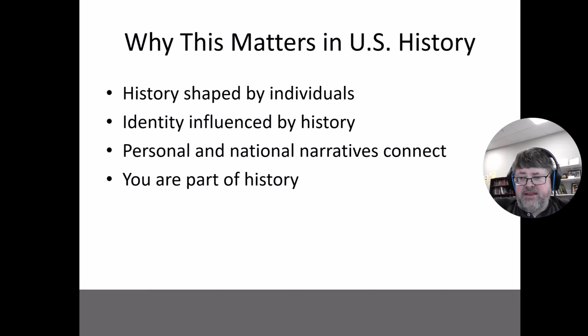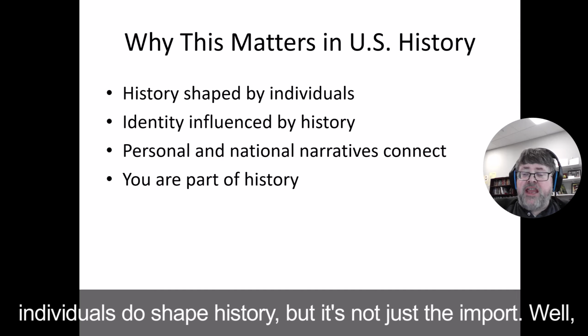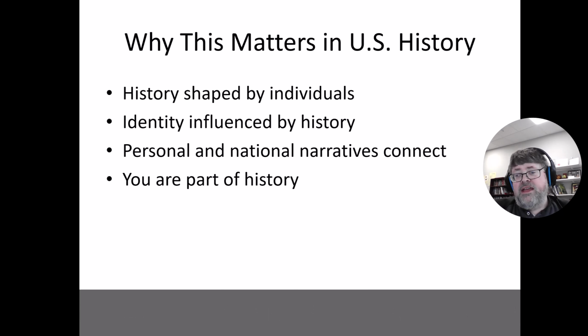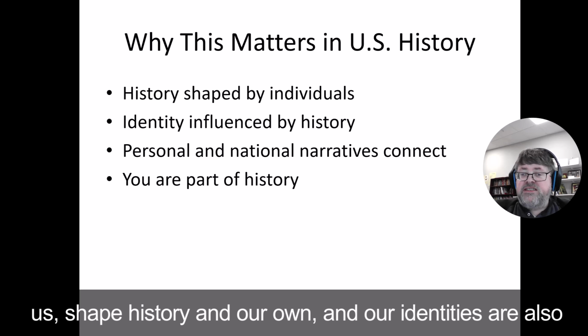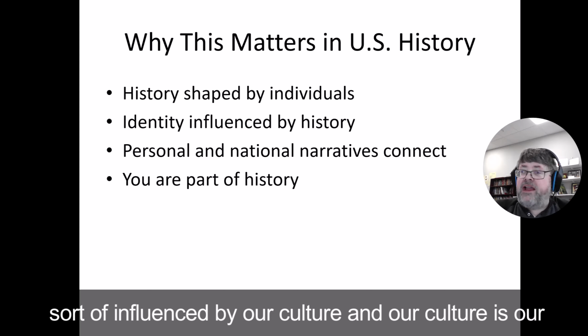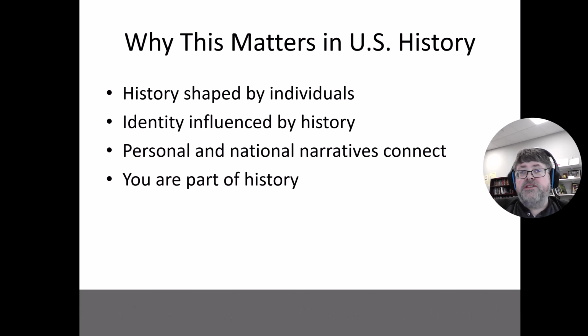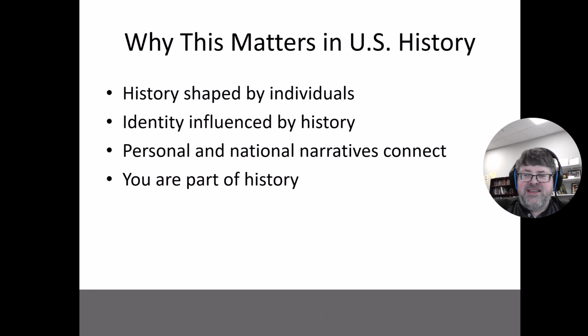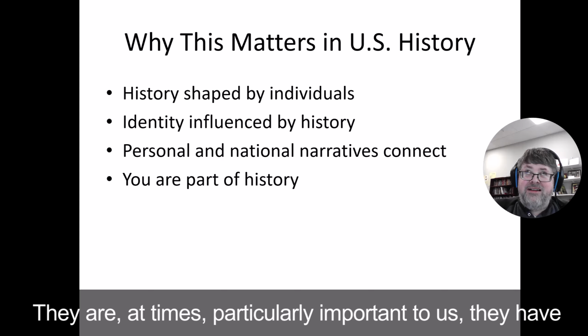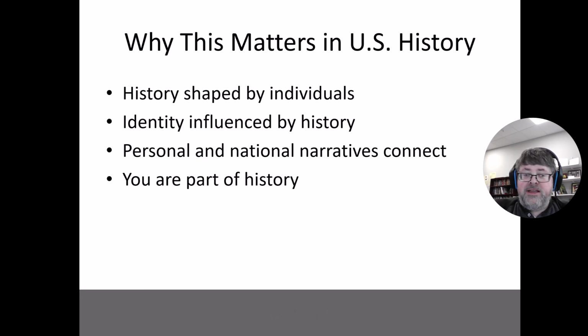Individuals are important. Individuals do shape history, but it's not just the important people. It's not just the great people. It's not just the people who you might see a building named after. All of us shape history in our own ways as well. And our identities are also influenced by our cultures, and our cultures are influenced by history. We are all part of history. And so our personal narratives connect with historical narratives. They are at times particularly important to us. They have influence in different ways.